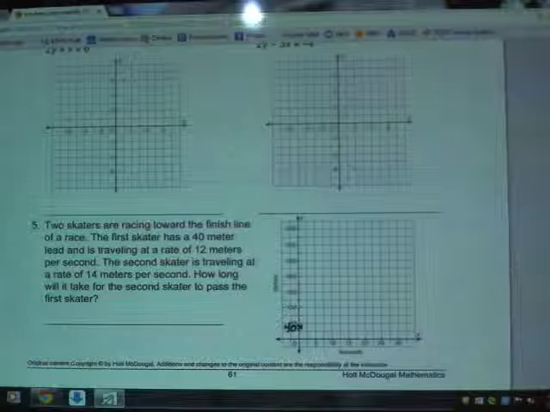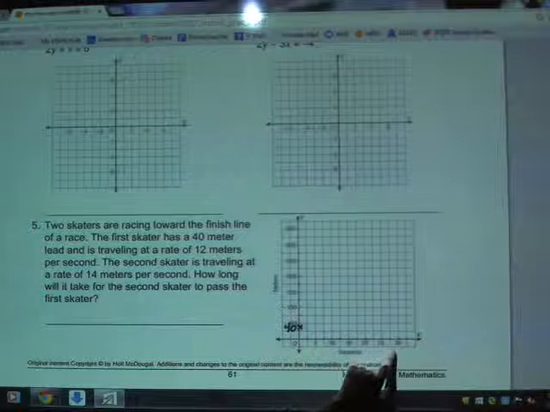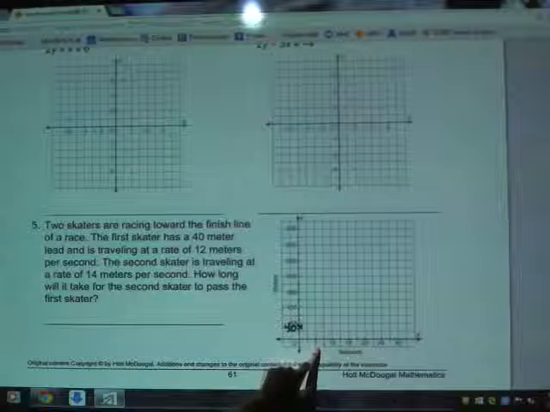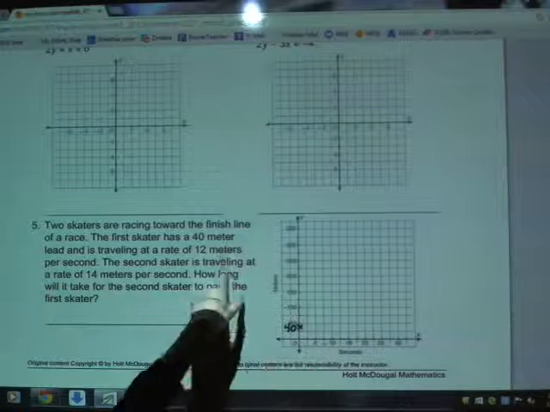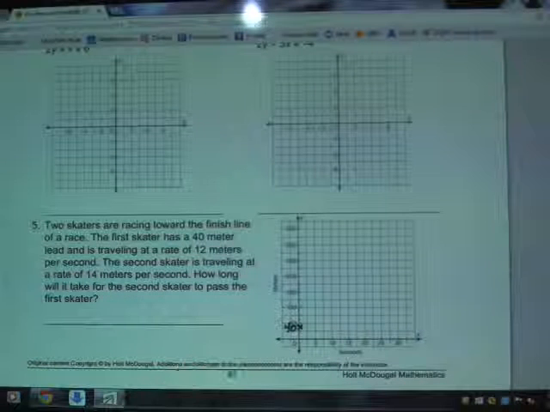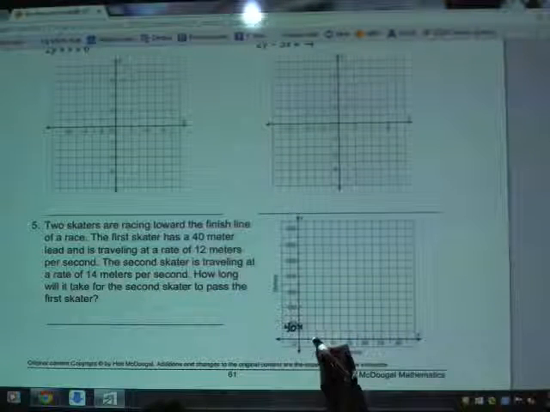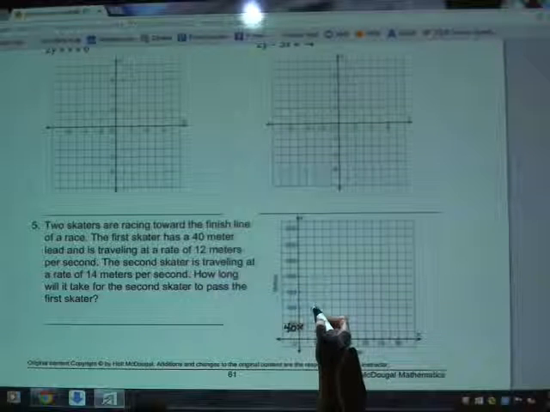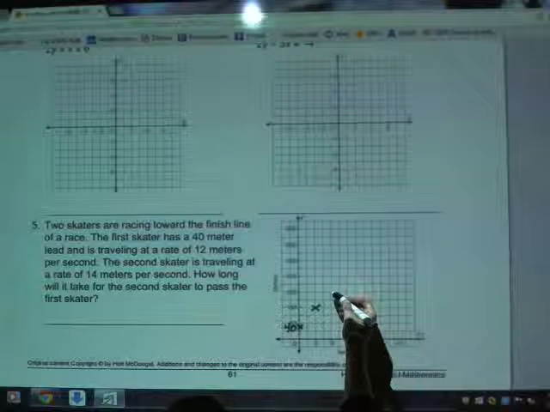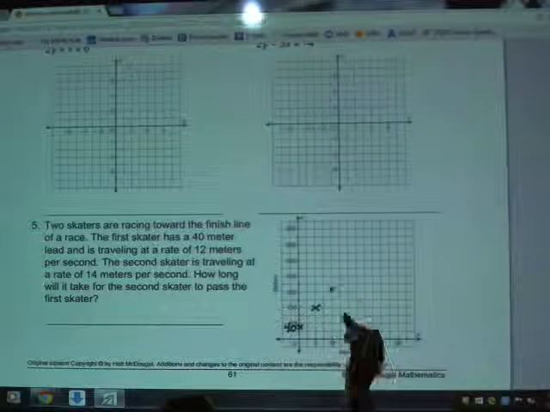Now as you can see here, the graph, if we look at the x-axis, is actually set up to go up by 5. So every 5 seconds, what would that be equivalent to? Well, if they're doing 12 meters in a second, that means they're doing 60 meters every 5 seconds. So if I sketch this out, at 5 seconds in, they're going to go another 60 meters, so they're going to be at 100. Another 5 seconds out, they're going to be at 160 meters.